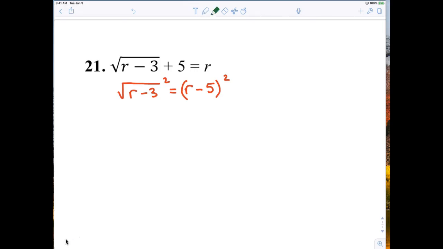Now tell me what happens to the square root and the square. What do they do to each other? So I'm left with what? R minus 3. Speak up, guys. That's how you get smarter. R minus 3. Now we have a problem because I have to multiply r minus 5 times r minus 5. So let me give you 30 seconds. Go. Multiply r minus 5 times r minus 5.